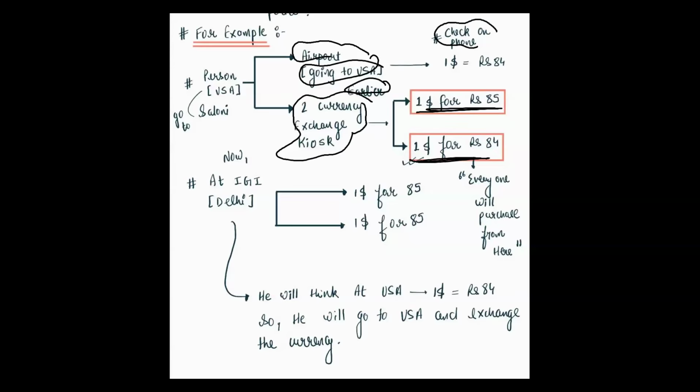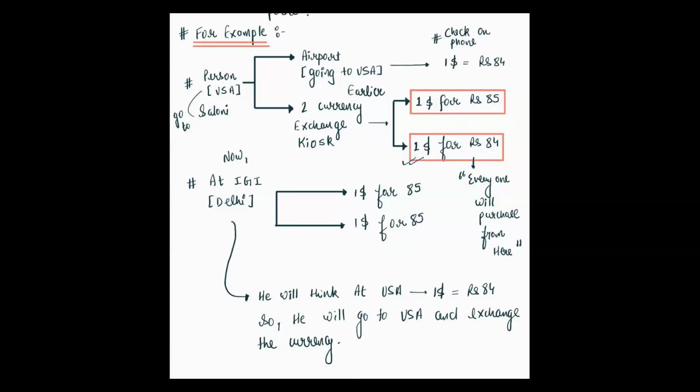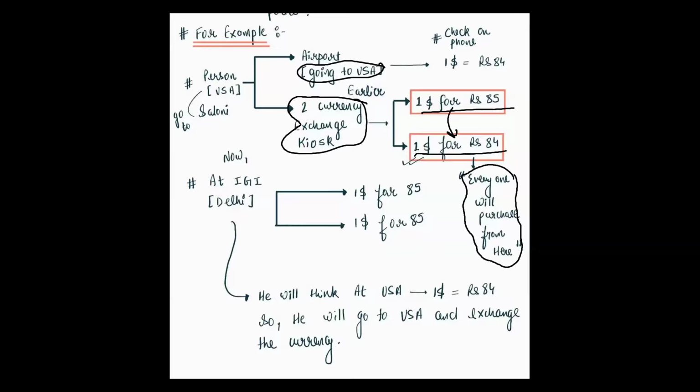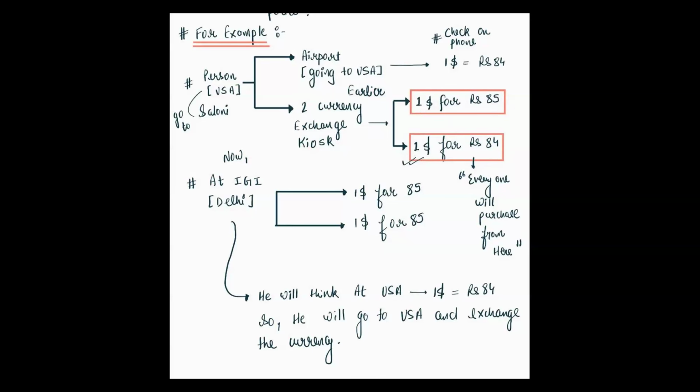Is it clear? Here you are going to USA, and there are two currency kiosks, $1 for rupees 85 and $1 for rupees 84. So what will happen? There is a slight change in price, only 1 rupee. Everyone will go and purchase from here only. How will it happen? Because you will check on the phone that $1 is rupees 84, and this kiosk is exchanging the currency at $1 for 84 and the other at $1 for 85.